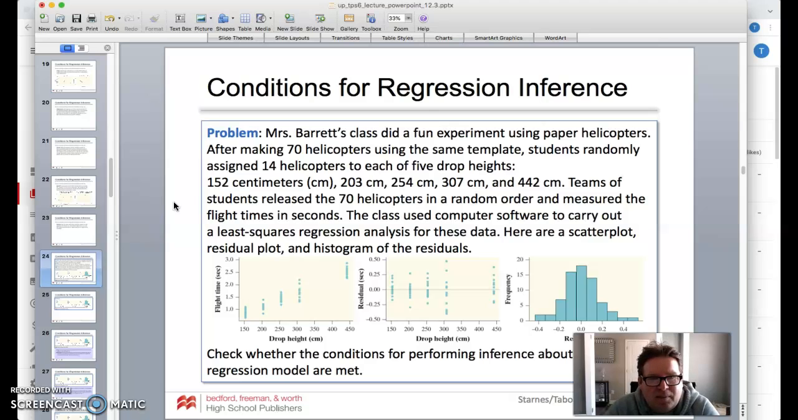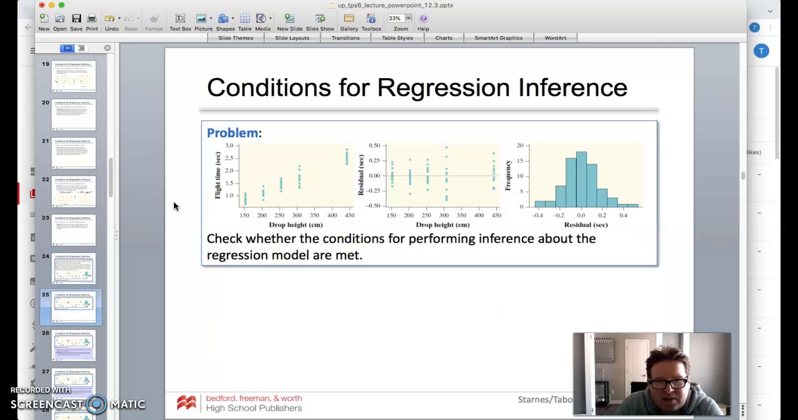So let's see if we can do that here. Mrs. Barrett's class did a fun experiment using paper helicopters. After making 70 helicopters using the same template, students randomly picked 14 of them to each of 5 drop heights: 152, 203, 254, 307, 442. Teams of students released the 70 helicopters in a random order and measured the flight times in seconds. Now, the class used computer software to carry out a least squares regression analysis for these data. Here are a scatter plot, residual plot, and the histogram. So let's check those conditions and see what we have here.